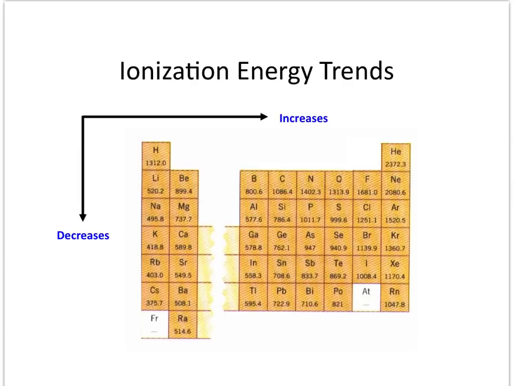The electrons are being placed farther and farther away from the nucleus, and it's easier to take an electron farther away from the nucleus than one that is closer.